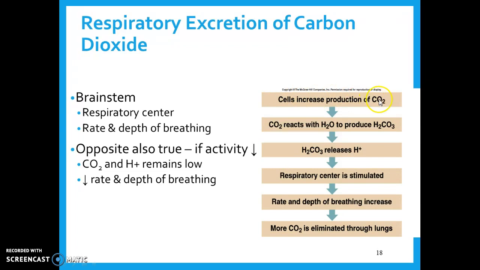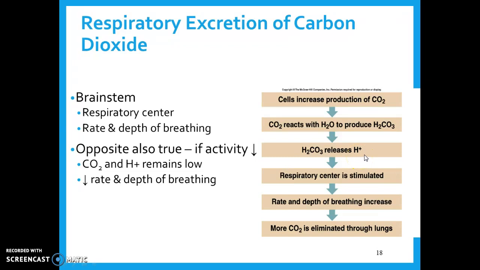So carbon dioxide can react with water in the blood to form carbonic acid. And that's an acid. It's going to make our blood pH go down too low. So carbonic acid will break down and it will actually release that hydrogen ion.